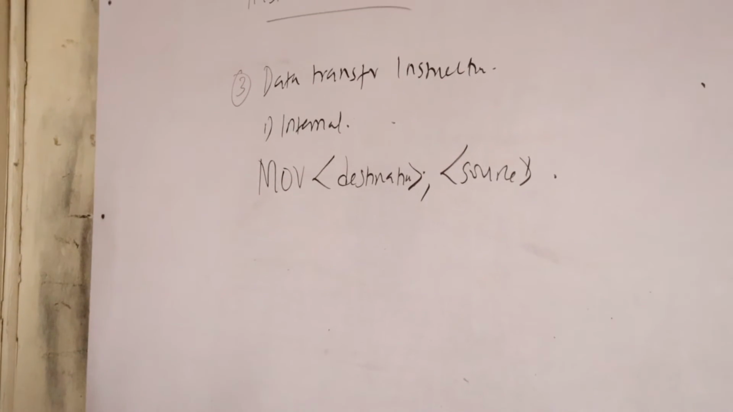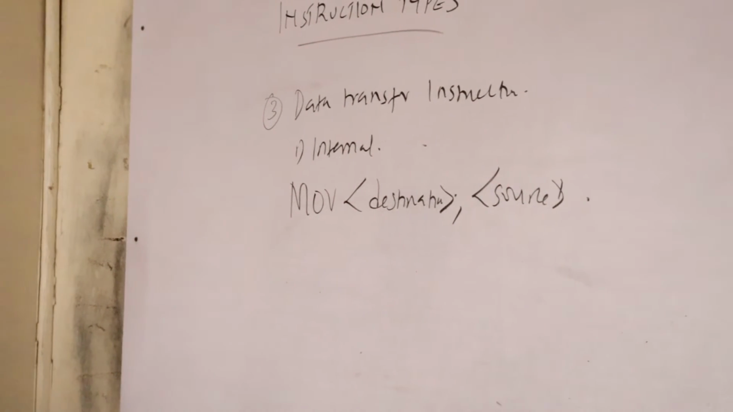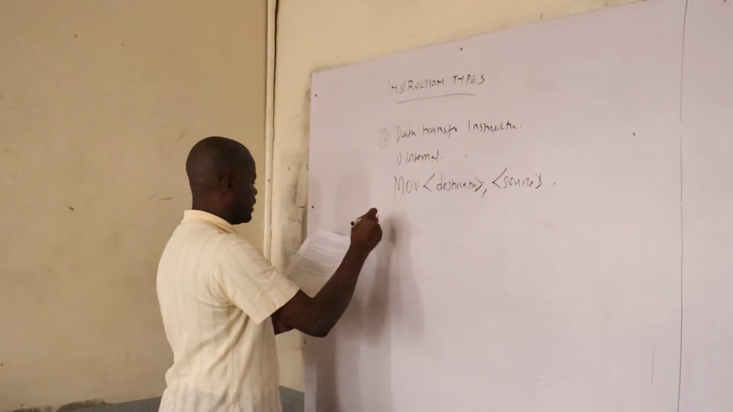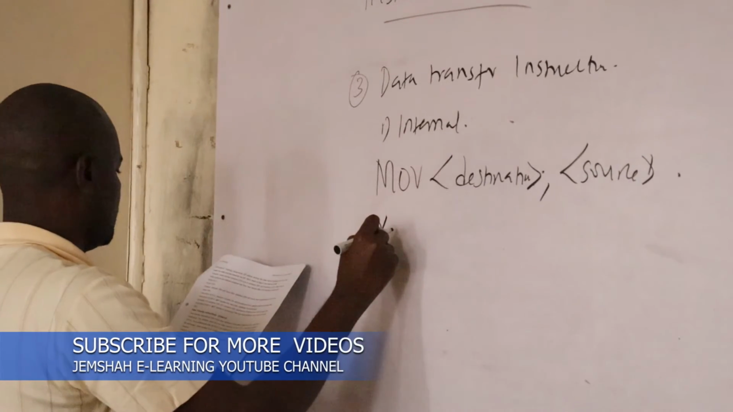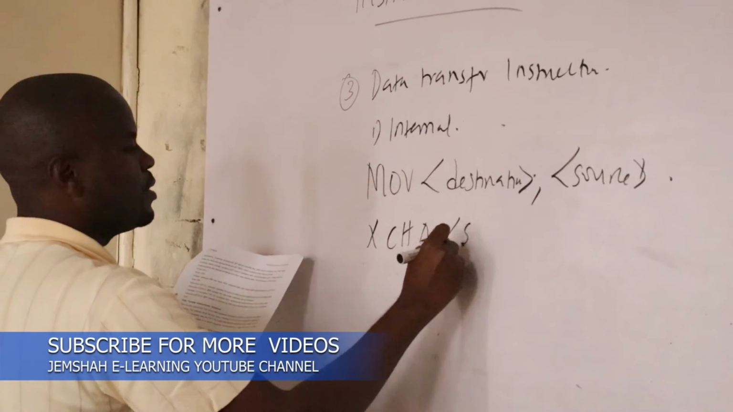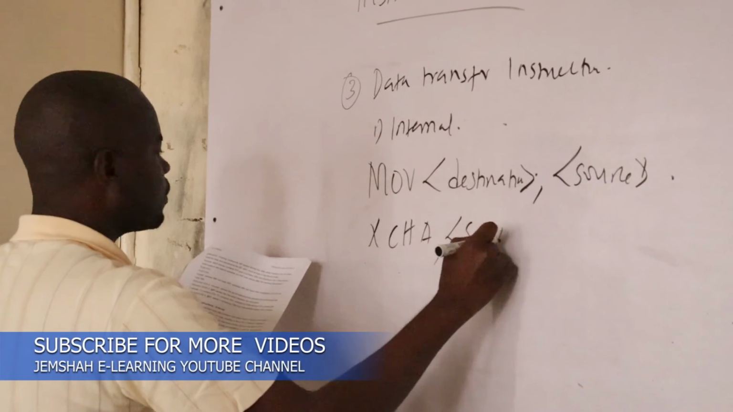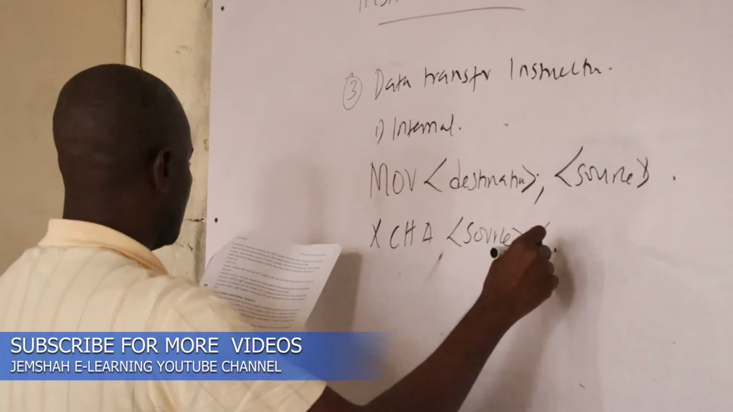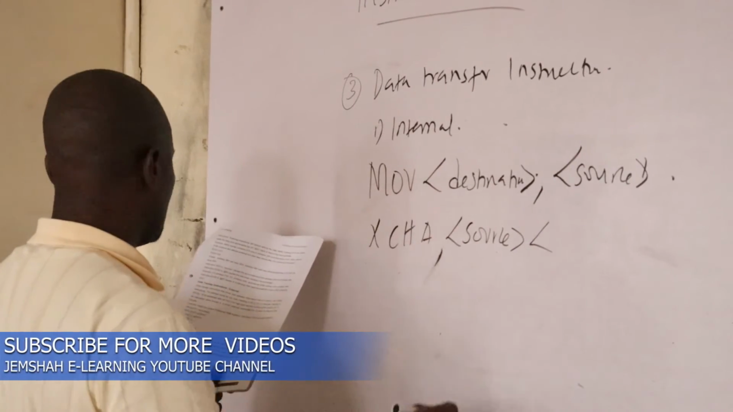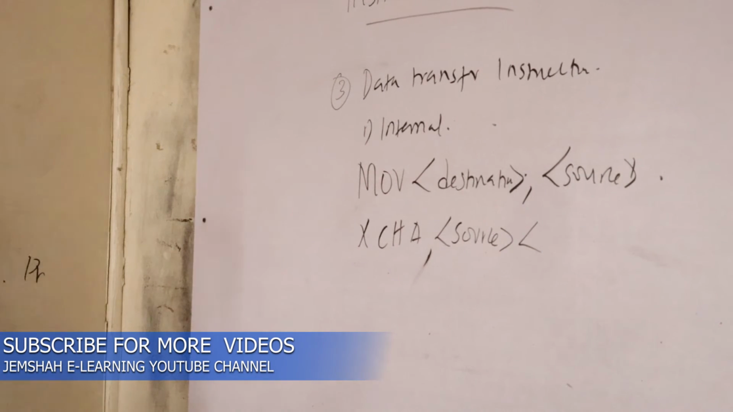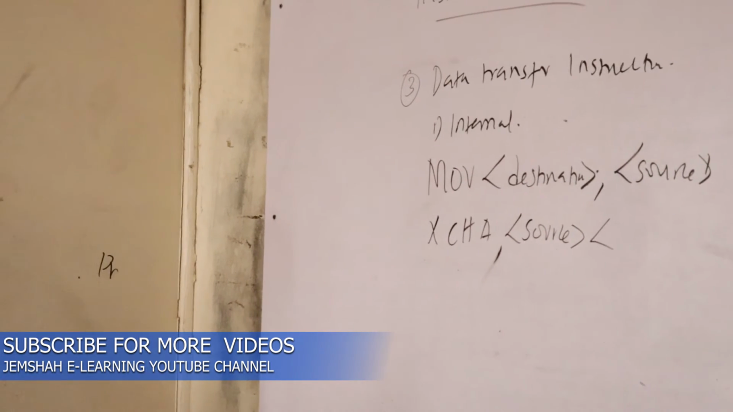So another one that we can also talk about is exchange, that is XCH. Another data transfer is XCH A, comma, source. This one means that you are causing the accumulator and the address byte to exchange data. So you can use that in order to exchange data.